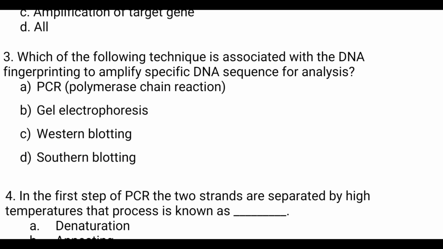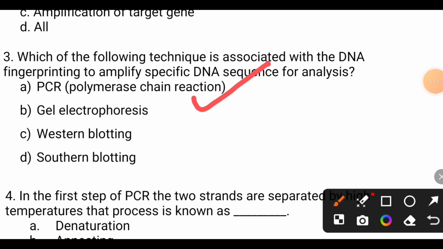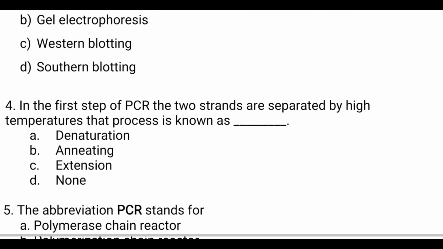Which of the following techniques is associated with DNA fingerprinting to amplify a specific DNA sequence for the analysis? So options are PCR, gel electrophoresis, western blotting, southern blotting. Okay, so the correct answer is PCR, by which you can multiply your DNA, you can amplify the DNA, whatever you require.